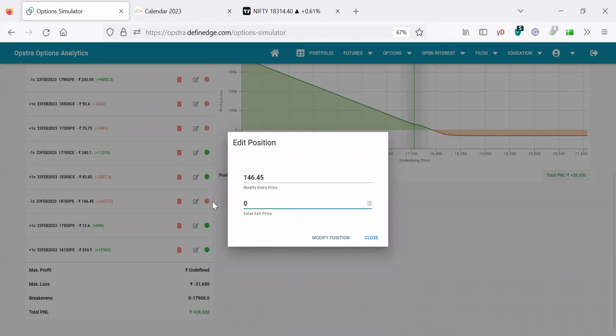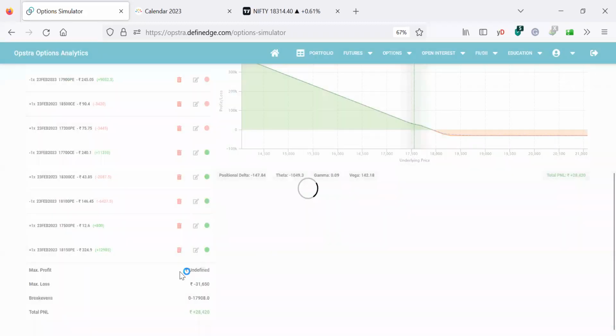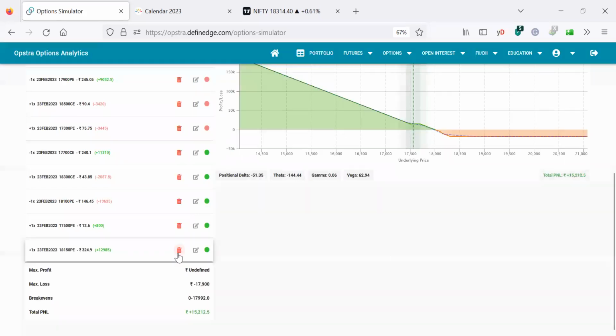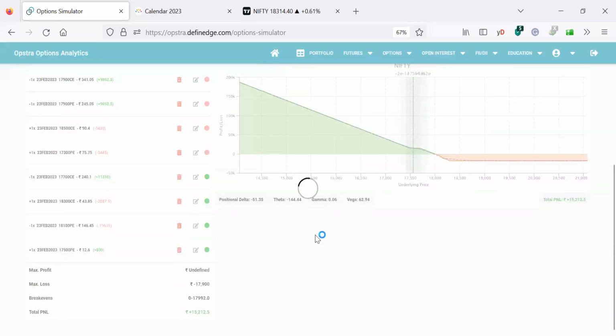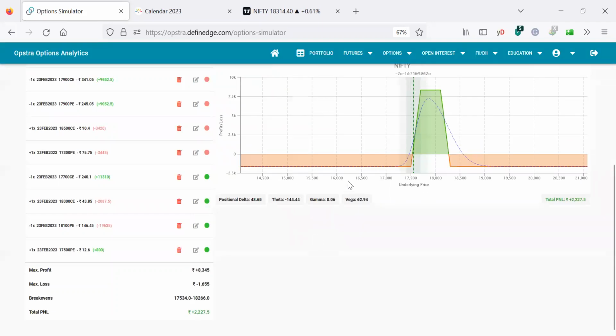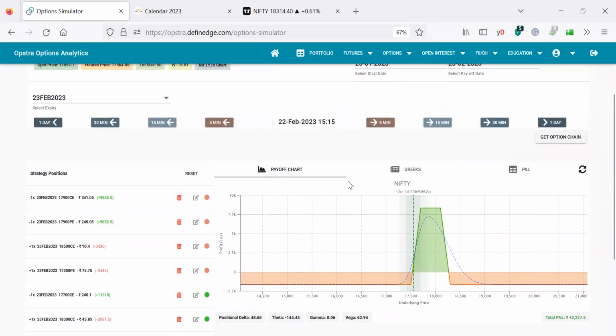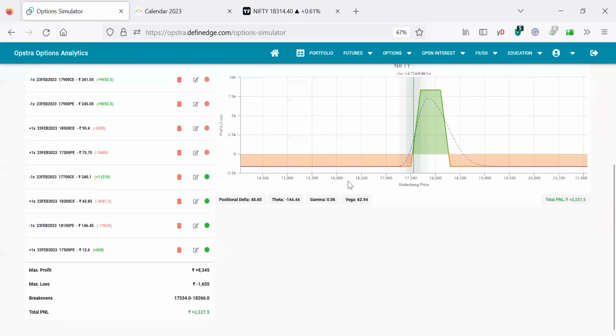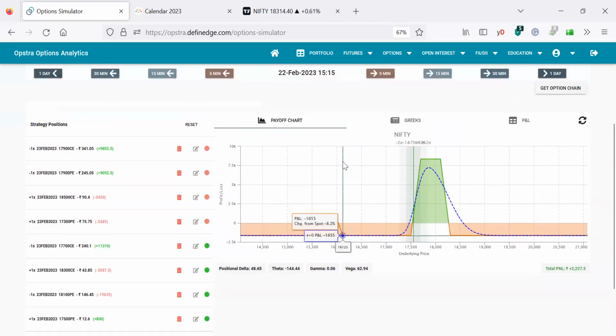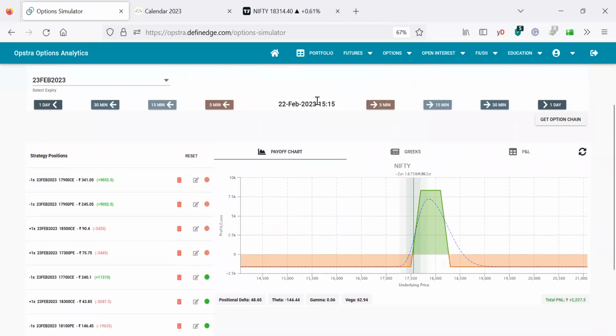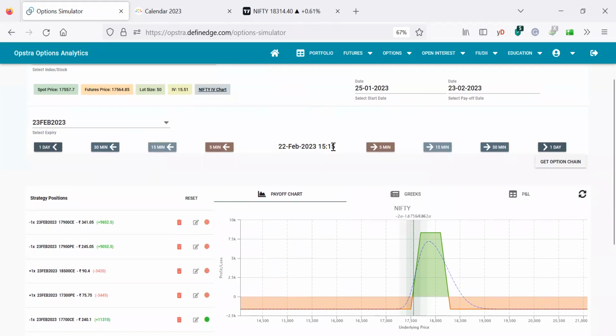So I'll make it position open, and I'll just delete this out, because the way we wanted has happened, and we'll just consider that we don't know what is going to happen. So now we'll consider this previous situation only, that we have not adjusted anything. So the maximum we are going to lose is 1,600. 22nd is the second last day, and 23rd Feb is the expiry day.